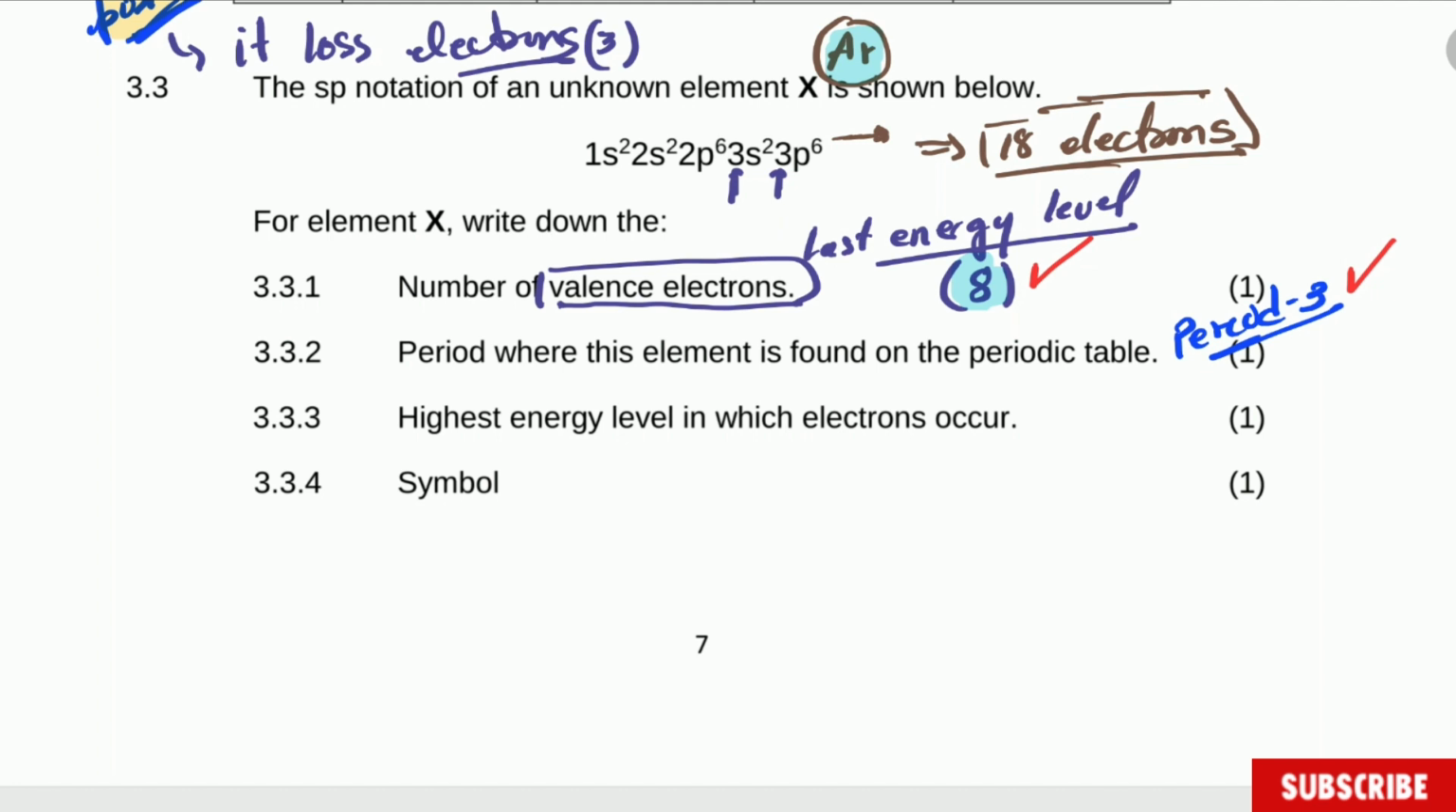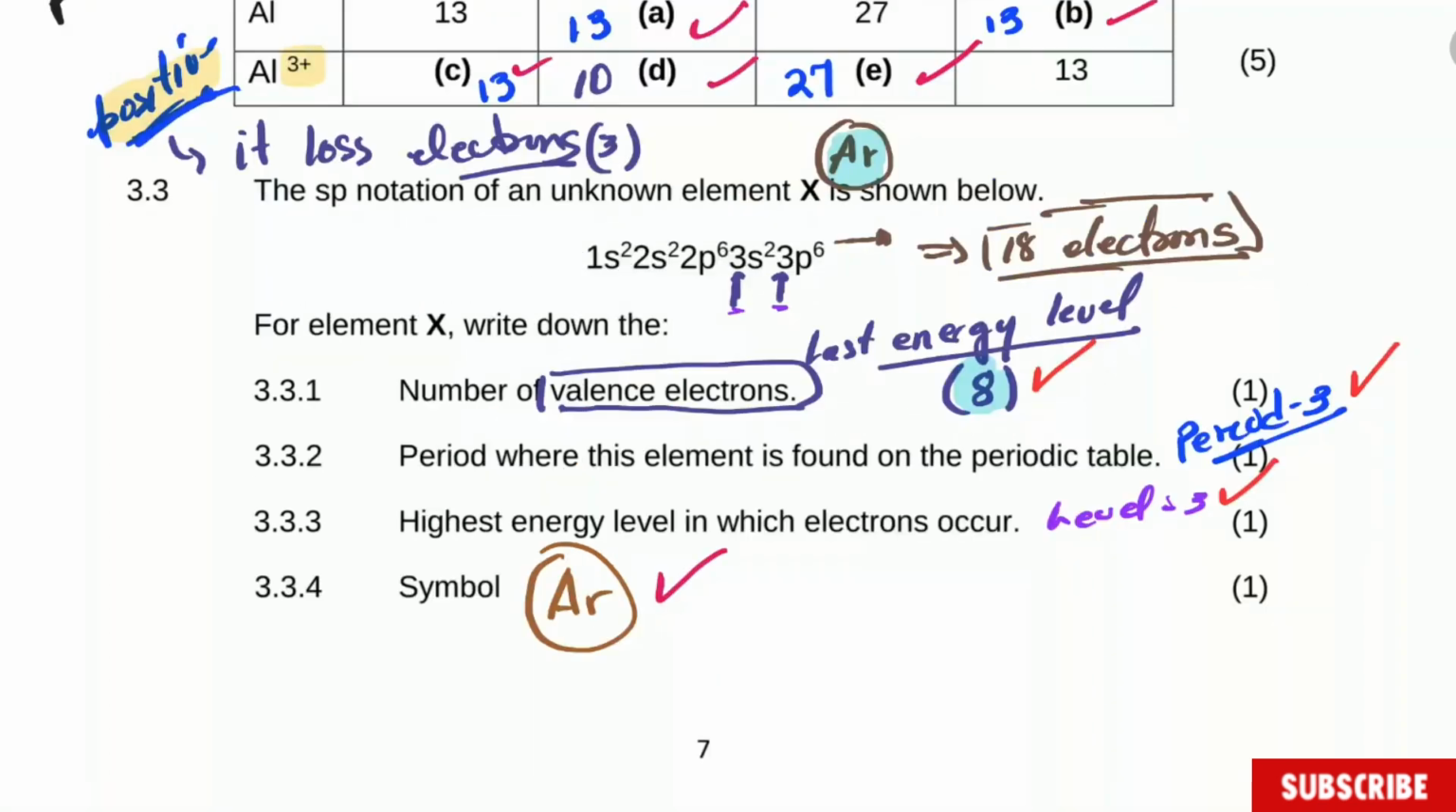Highest energy level in which electrons occur. And we already spoke about that one. The highest energy level is energy level 3. So it is energy level 3. Let's erase this one and write level 3. Okay, and if you say that, you get 1 mark. There is 1 mark for that. And the final one is the symbol, which we already determined. The element is argon. So the answer is Ar, that is the symbol, and there is 1 mark for that.